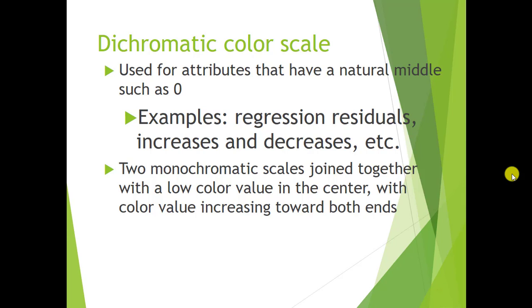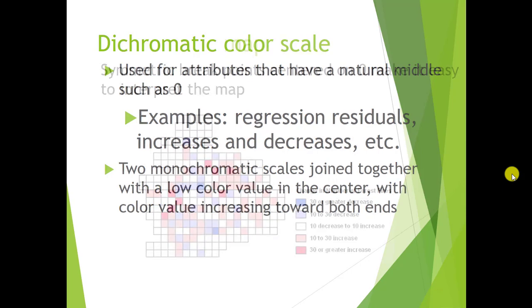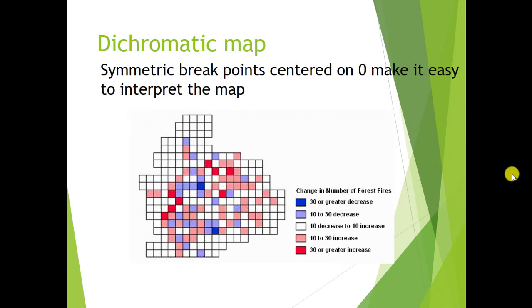You can see here, I might get in trouble with multiple statistics, regression statistics, all that, but I also can use a dichromatic color scale, as in multiple colors combined for a theme. This is an example of, let's say, change in forest fires, where I used a fishnet or a grid overlay, calculate what was the change over time, to demonstrate, okay, fine, we have 30 or more forest fires in this area, but we also have a decrease in here. Yeah?